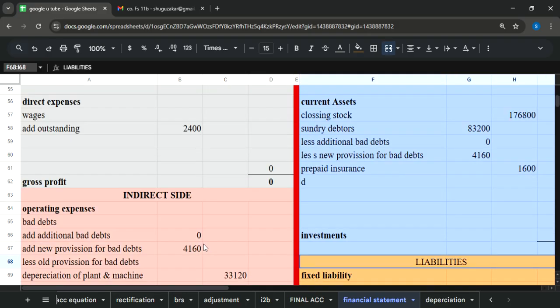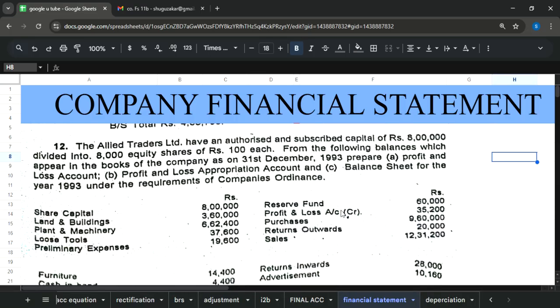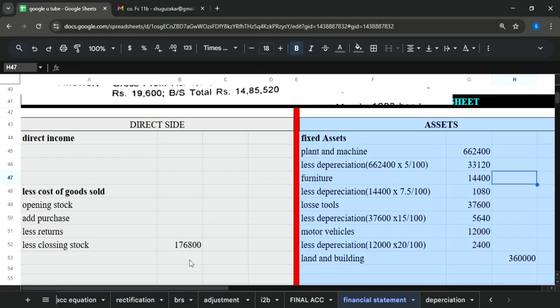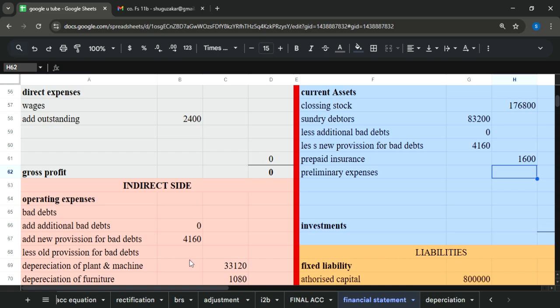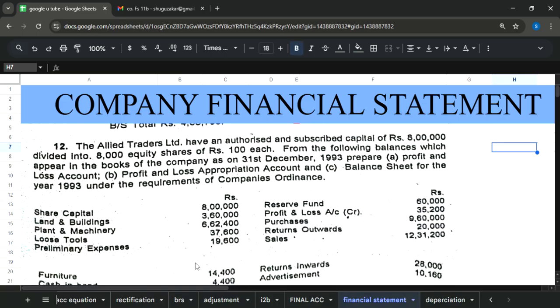So here, preliminary expenses would be recorded, amount of which is 19,600. Alright guys, preliminary expenses completed. You might ask, these are expenses, why are we writing it on the asset side?